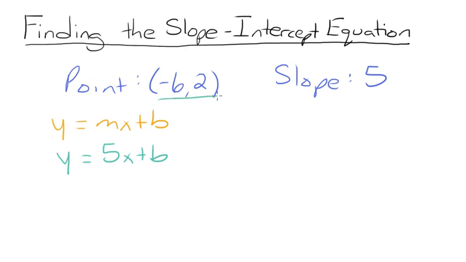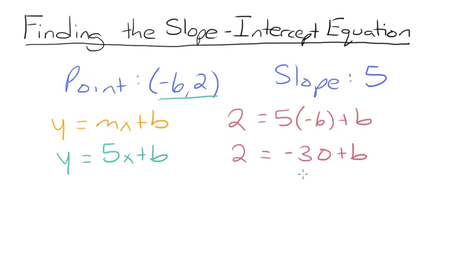Now we're going to plug in our point for x and y. Y is 2, so we'll get 2 is equal to 5 times x, which is -6, plus b. Now we're going to solve for b. Start by multiplying 5 and -6. 5 times -6 is -30, so we have -30 plus b. And now we'll add 30 to both sides of our equation. That gives us 32 is equal to b.